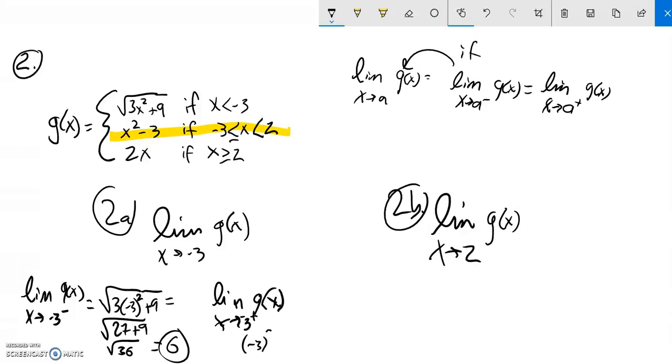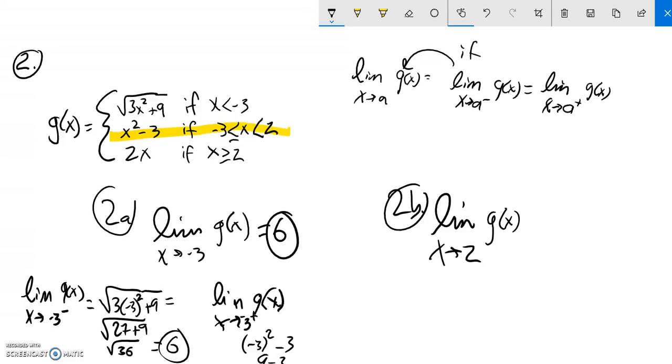So negative 3 squared minus 3. Negative 3 squared is 9. 9 minus 3 is 6. So notice these both approach 6. It approaches 6 from the left and from the right. So this limit then is 6. All right, so far so good.